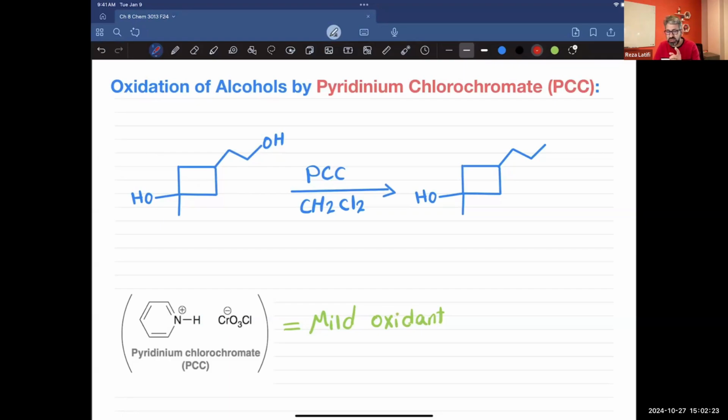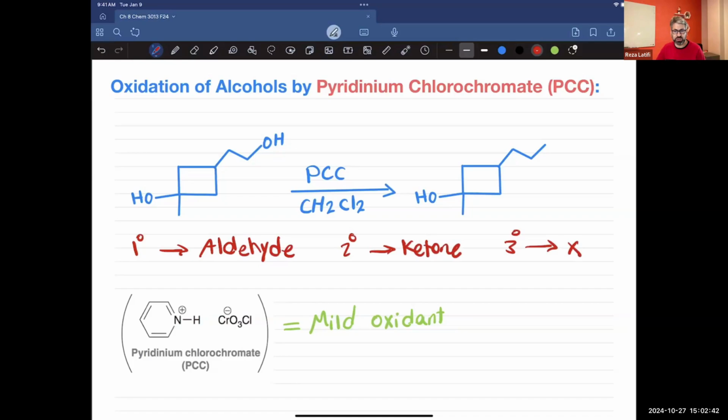Okay, another one is going to be pyridinium chlorochromate, or PCC. This is a mild oxidizing agent, and it means that the primary, it will turn to aldehyde, and secondary, it will turn to ketone, and the tertiary will not do any chemical reaction. So you will simply say no reaction. Okay, but your final product will be either aldehyde or ketone. It depends on the starting point.